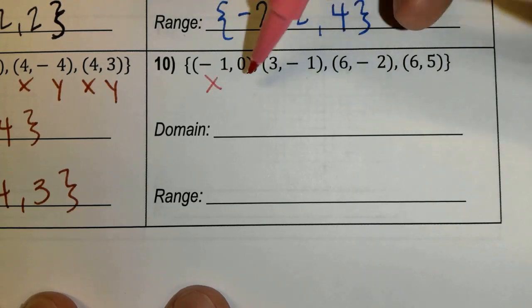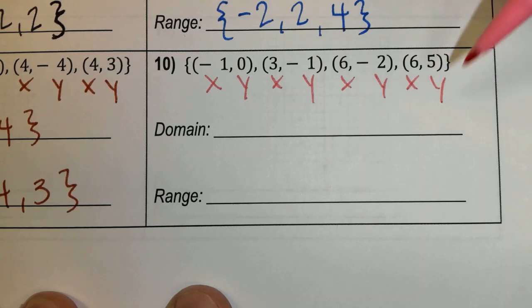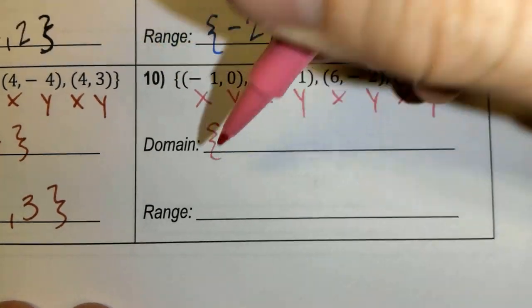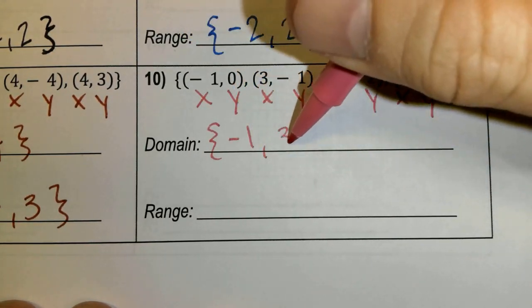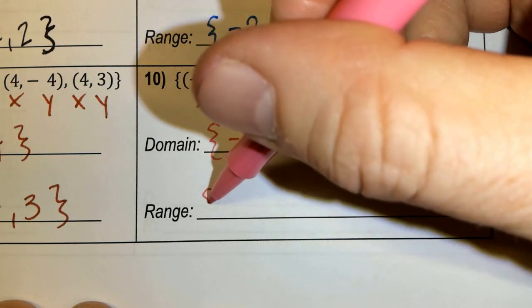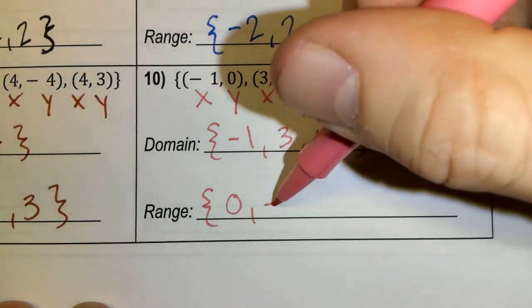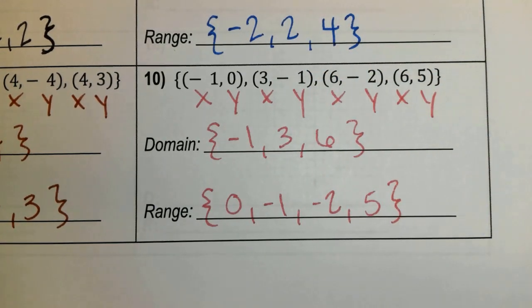But at least this is easy. There's not a whole lot to explain here. You label, and then you copy X's into domain, Y's into range, and that's it. So I have -1, 3, 6, and 6. So -1, 3, 6. Okay, then I get 0, -1, -2, 5. So 0, -1, -2, and 5. And I'm done. And look, we are done with the first page, which means we are done with this video.